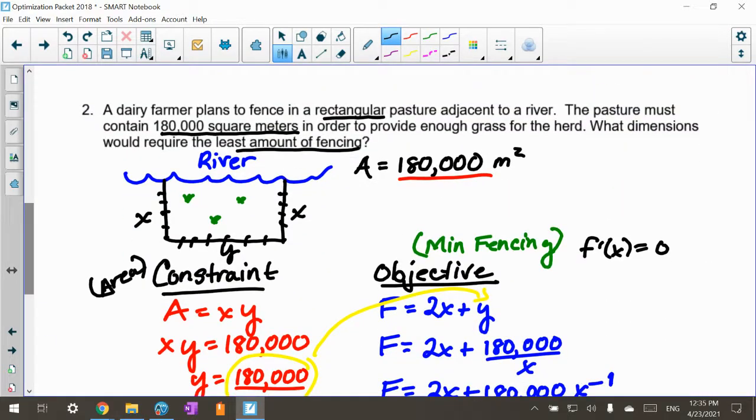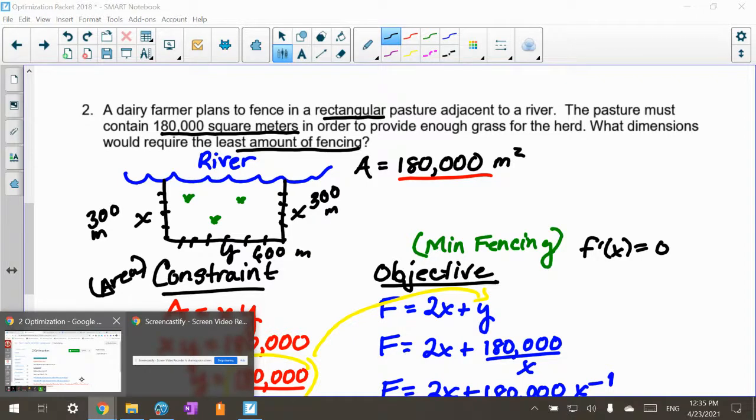So right here on my picture, this is 300 meters. Here's 300 meters. And the 600 meters will be here. They all add up to our minimum fencing. And then if you did the area, that would give us that area. So I hope that helps with these two problems. I'll do more for you.